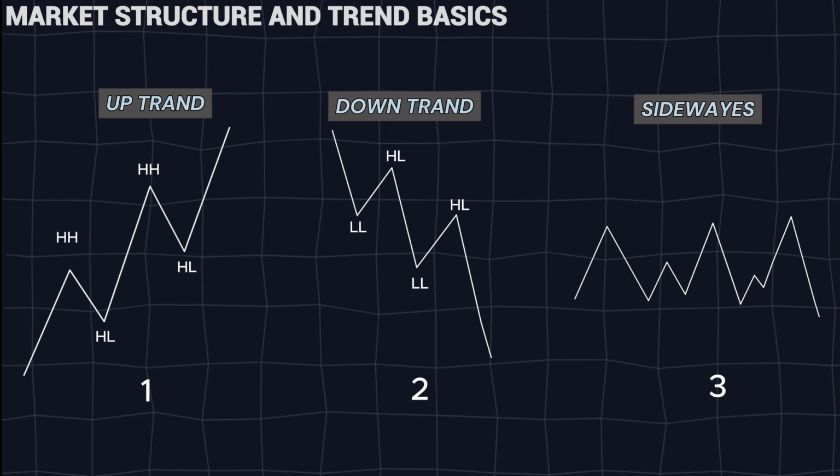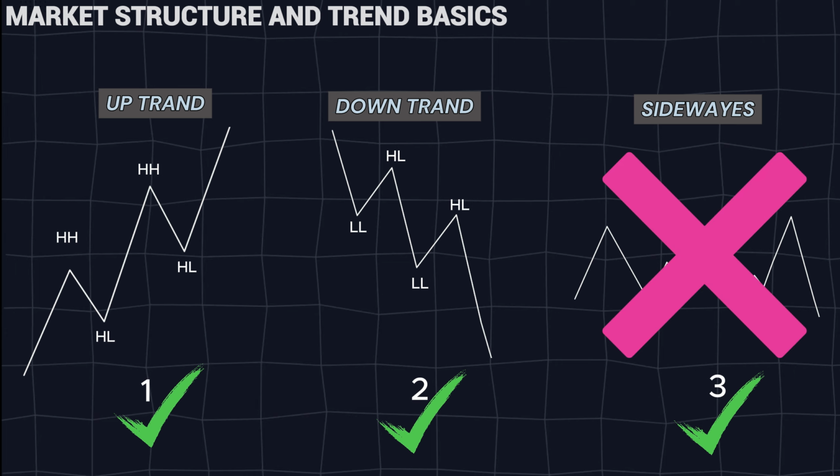Market structure and trend basics. So before we go deep, you need to understand market structure. There are three types of markets. The first type is higher highs and higher lows. This shows an uptrend. The second is lower lows and lower highs. This shows a downtrend. And the third is sideways or range bound. Never trade this third type.